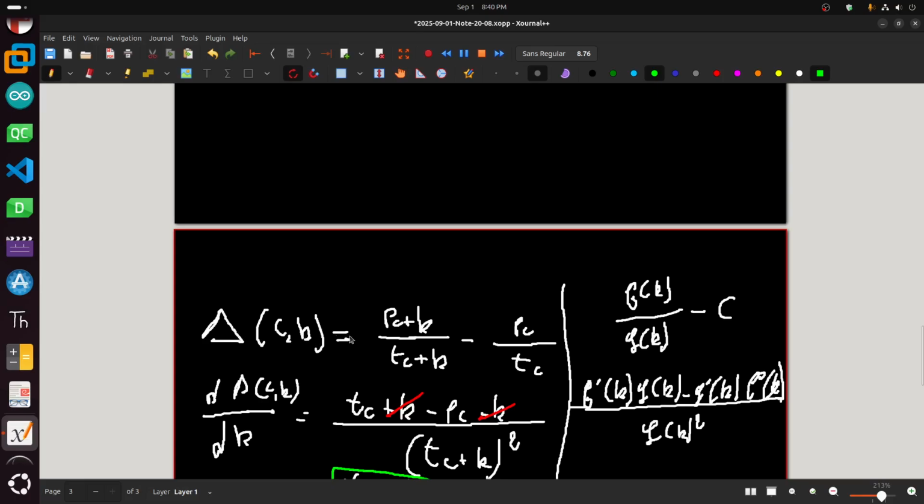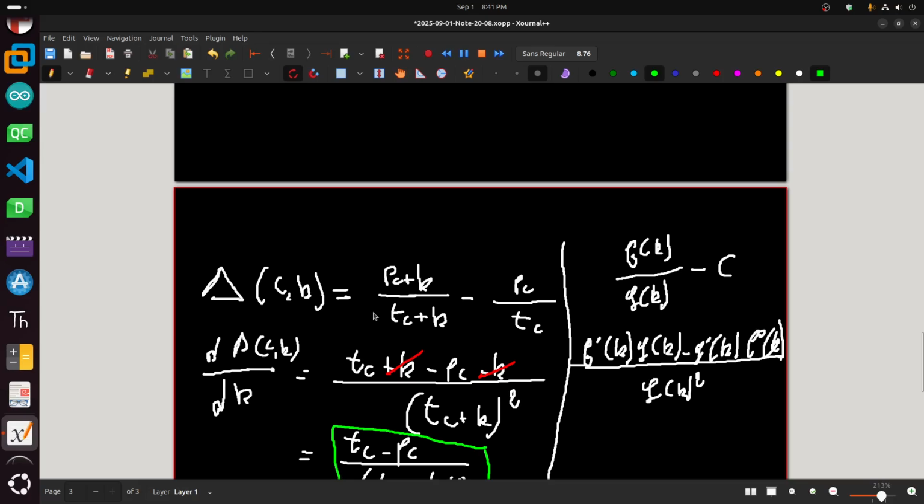So delta C_k is equal to (PC plus k) over (TC plus k). So we have added k students. These brilliant students will pass the exam, so they will be added to the students who have passed the exam in the class. So PC plus k over the total, also we add k, TC plus k, minus the old ratio, which is PC over TC.